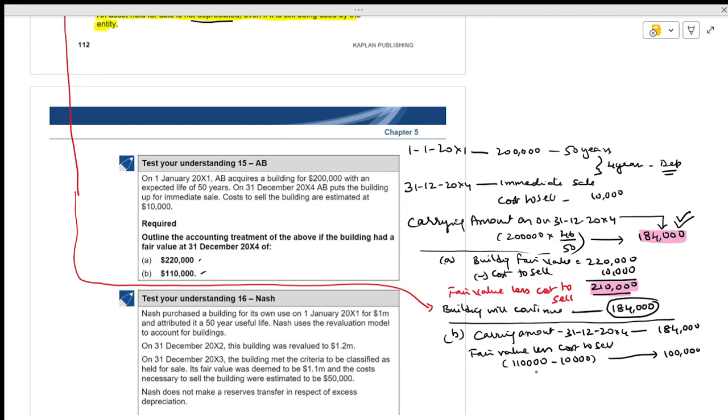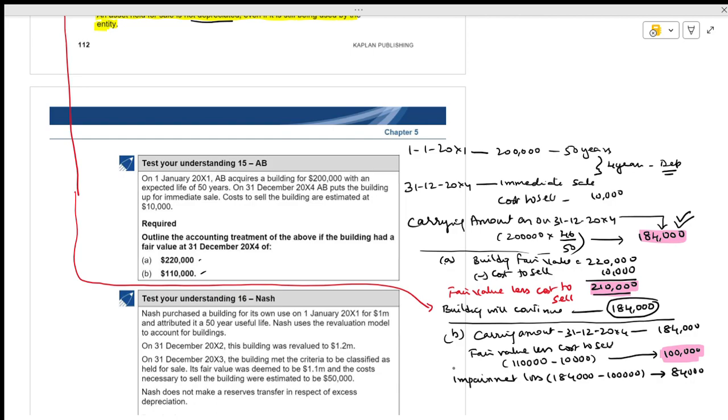Is it right? See, we take the lower value. In this case, which value do we have to take? We have to take 100,000. What is the impairment loss, if that is the case? Impairment loss is 184 minus 100. It comes to 84,000.